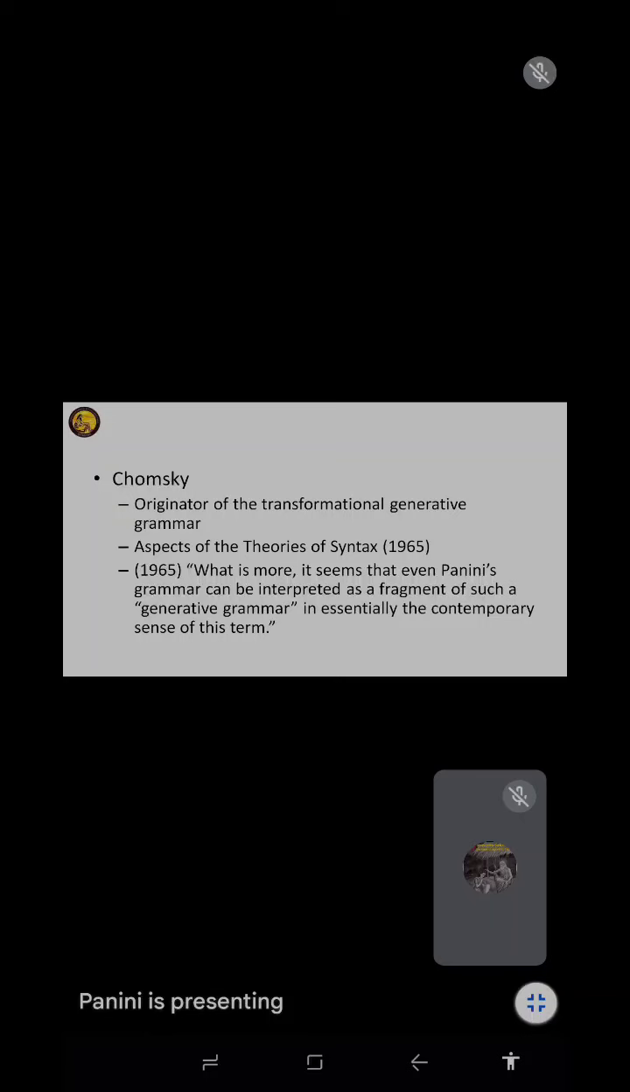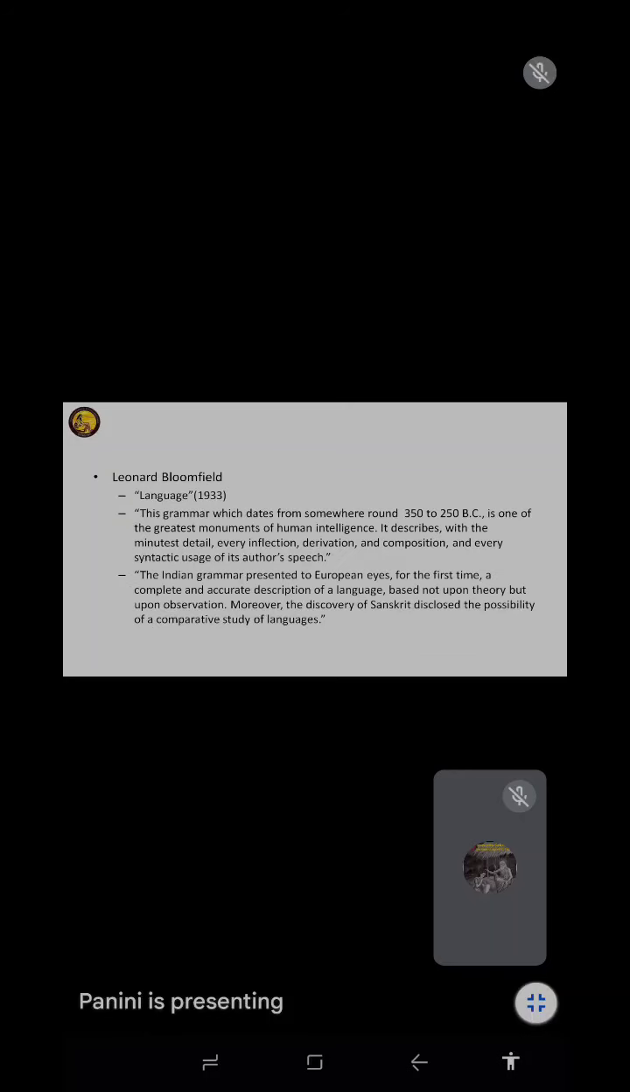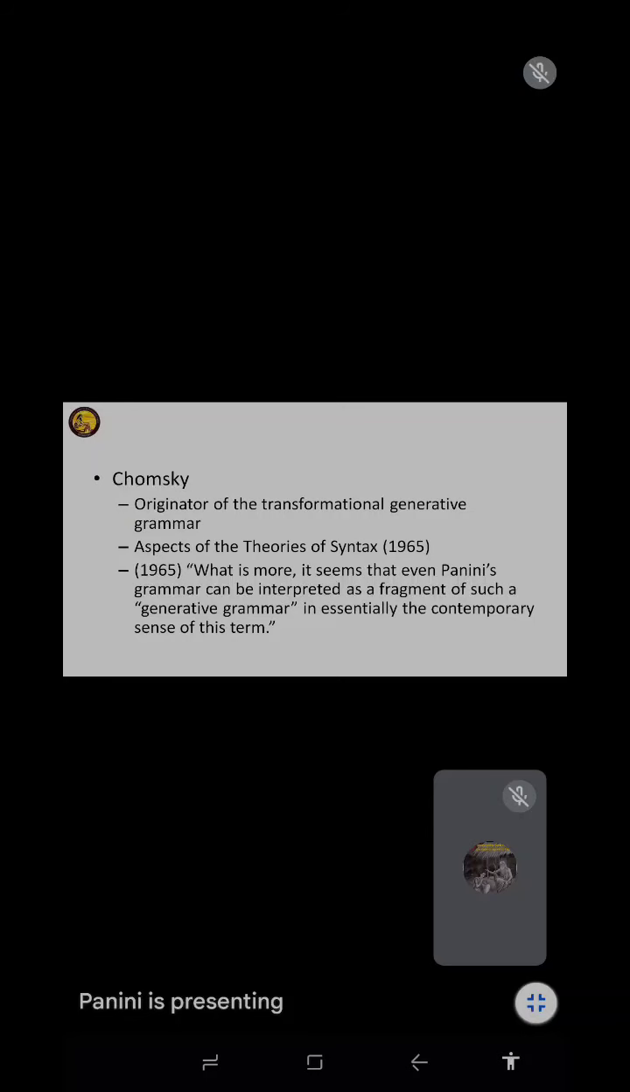Bloomfield wrote in 1933 about the analysis. But these scholars have established the link from Panini's structure to even generative grammar, how it is structured, how it is generated. The same Panini's grammar represents both, whether structural or generative. It has all the potential to analyze the meanings and the structure of sentences in a systematic manner, for which it is the greatest monument.